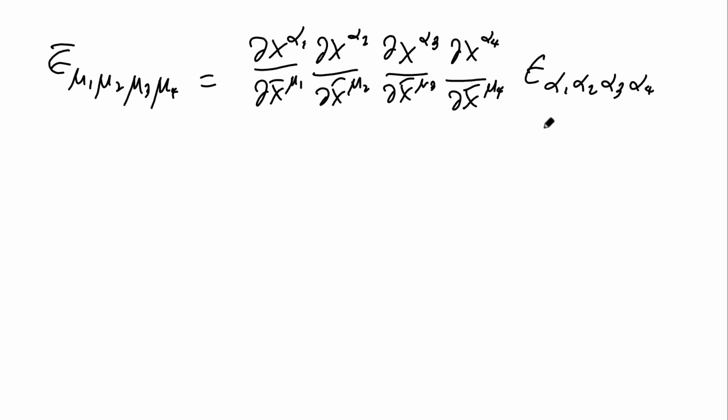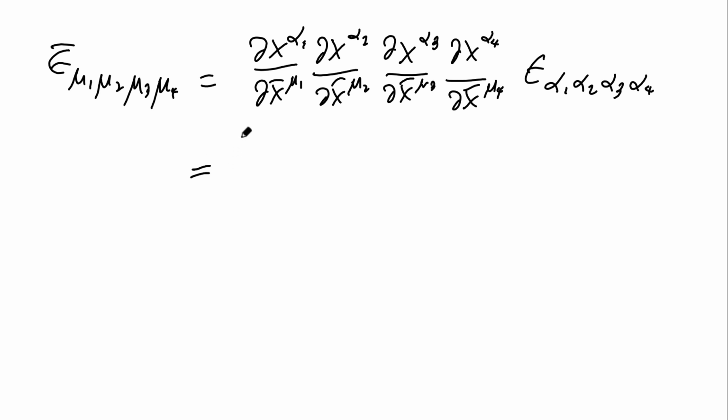Now on the right hand side we have a sum over the repeated index alpha 1 as well as sums over alpha 2, alpha 3, and alpha 4. So there's a quadruple sum here. So there's lots of terms, but most of those terms are 0. They're 0 unless alpha 1, alpha 2, alpha 3, alpha 4 is some permutation of 0, 1, 2, or 3.